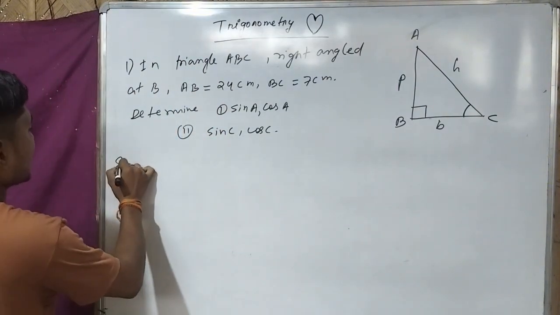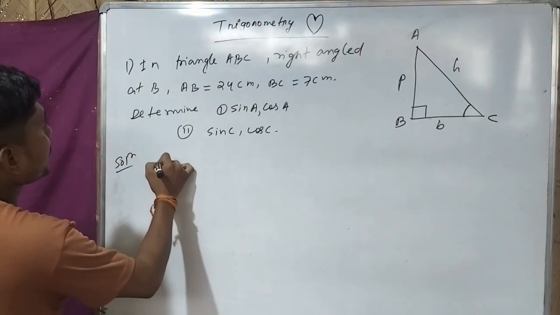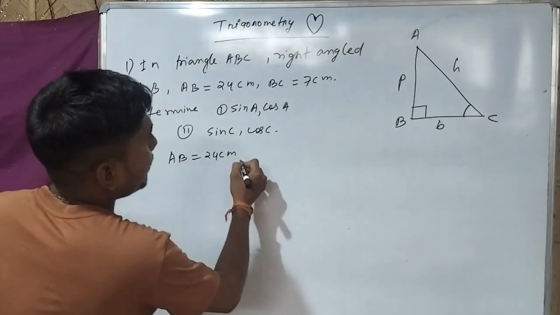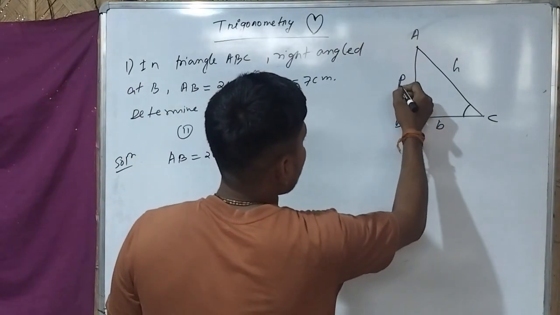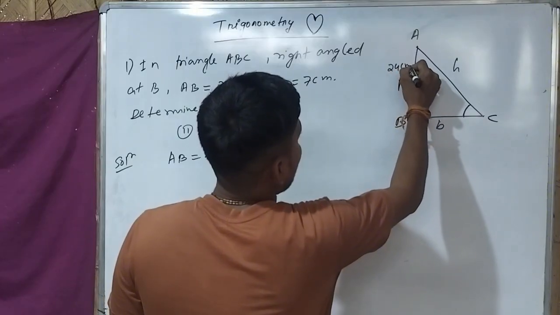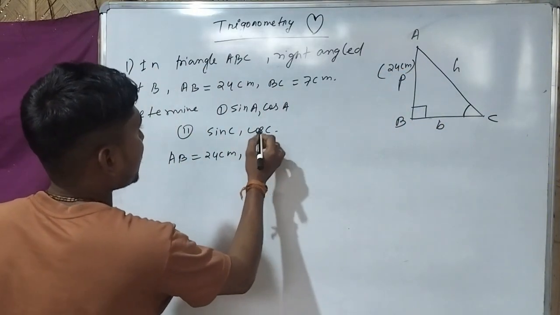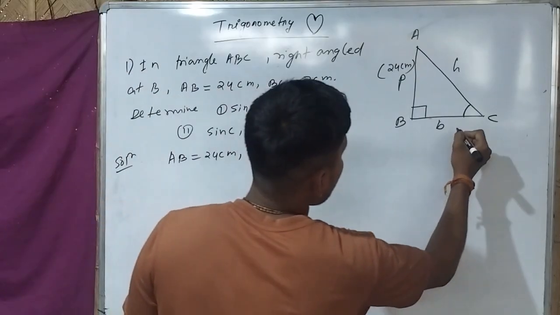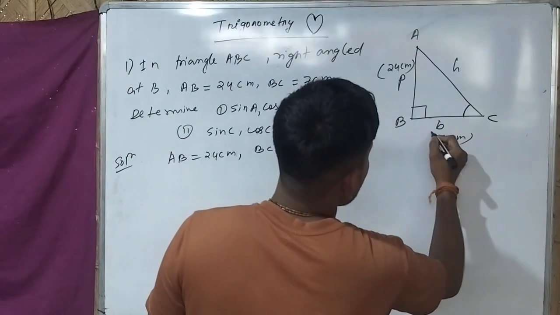Now write down the given. Given AB equal to 24 centimeter. Which one is AB? This one is AB, given 24 centimeter. Next, BC is given 7 centimeter. This side is BC.